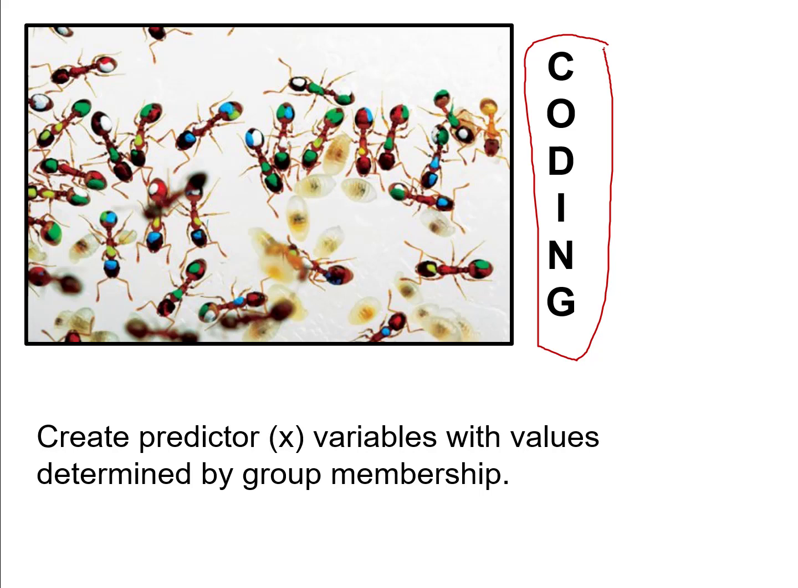And recall how we used group membership to create an X variable or a predictor variable. And we assigned people values on this X variable depending on what group they were in. Maybe they got a value of 1 if they were in the treatment group, and they got a value of 0 if they were in the control group. So we created a predictor variable, an X variable, and gave people values on that variable that were determined by what group they were in. We've done that before, and now I'm telling you, when we do that, I'm going to call that coding. Coding is when we create an X variable and people have scores on that X variable that are determined by group membership.